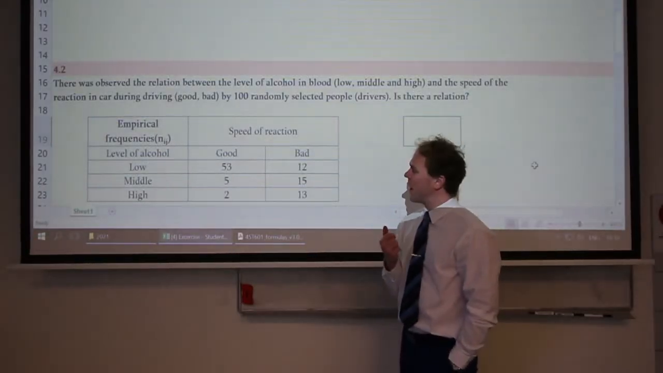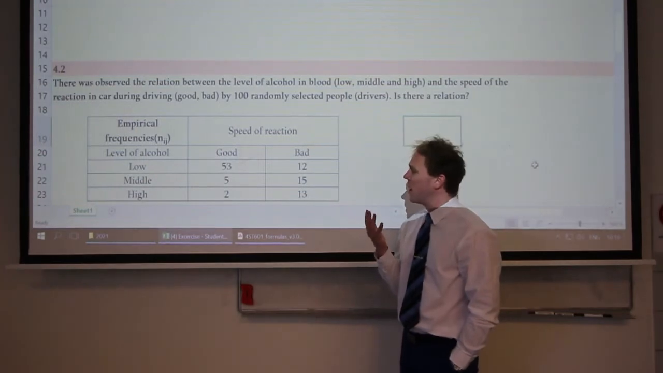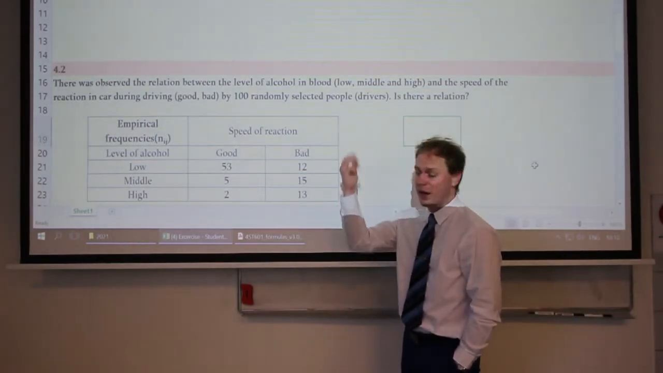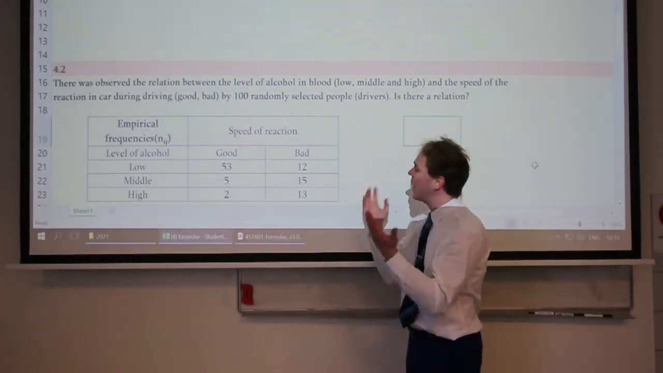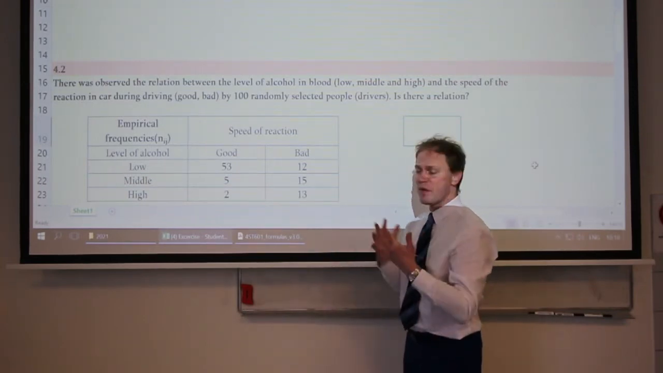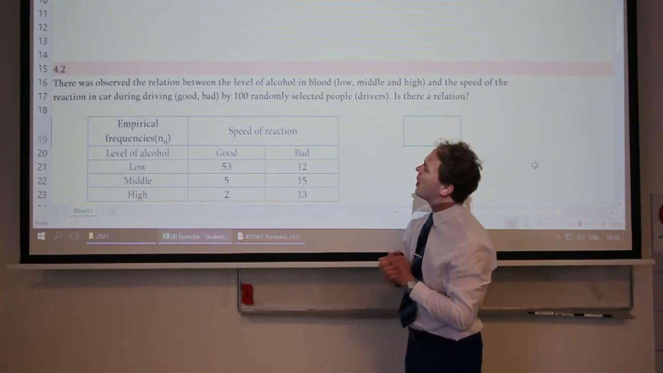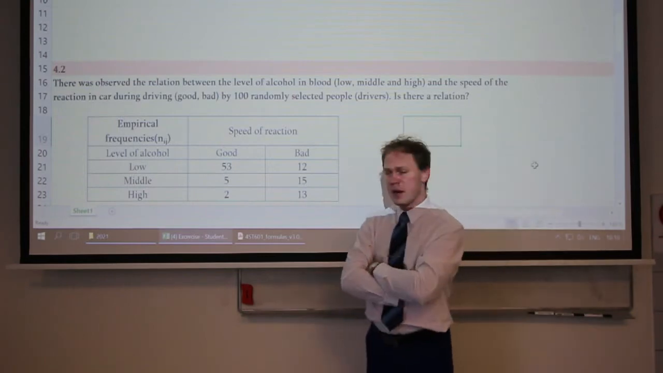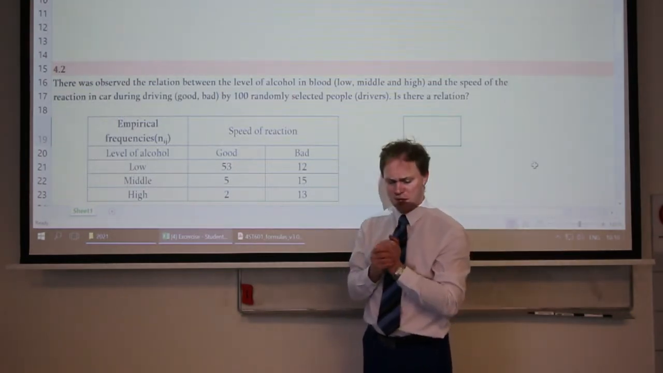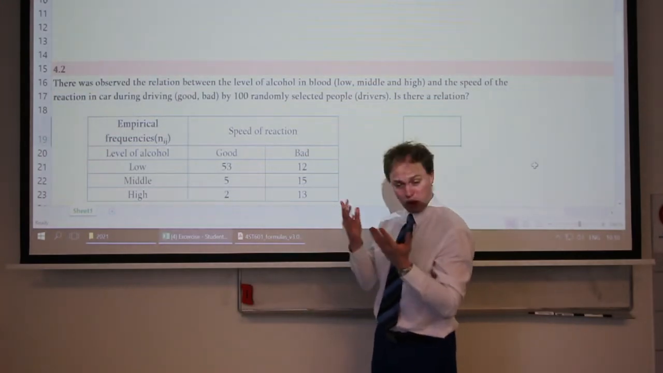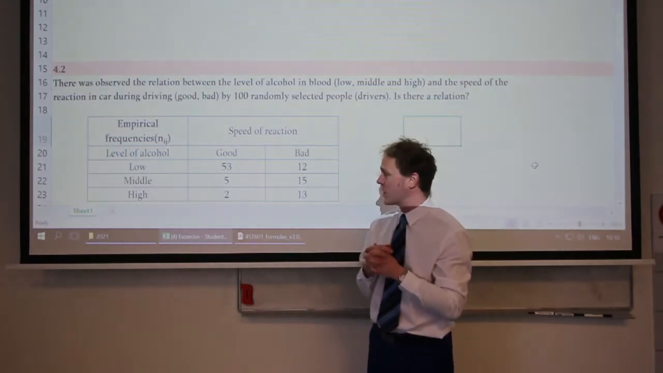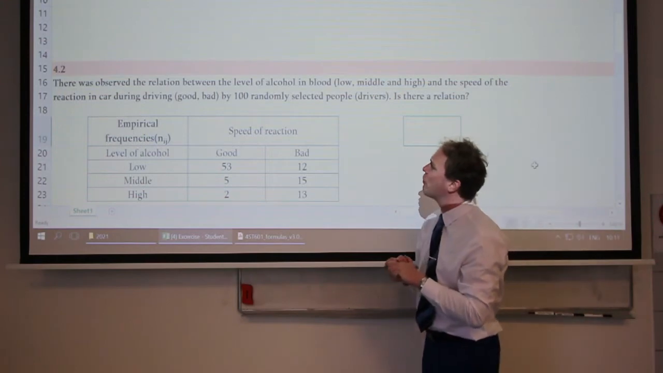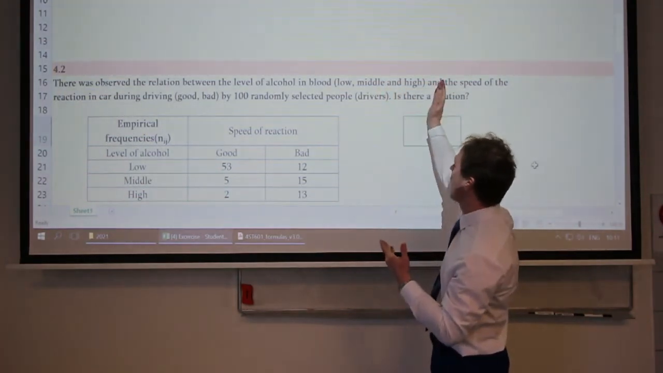We will do the same one more time, but now with a little bit higher table, because this method is universal, general, for any table, any size of the table. So we will do this with this example. 100 randomly selected people, drivers. In many countries in the world, it's prohibited to drink alcohol before driving a car or motorcycle. So there was observed the relation between the level of alcohol in blood, low, middle and high.